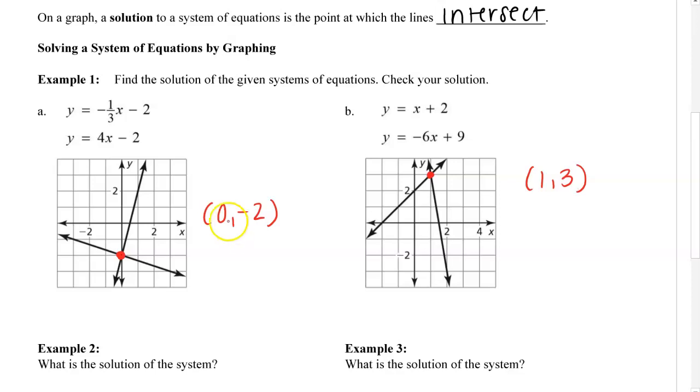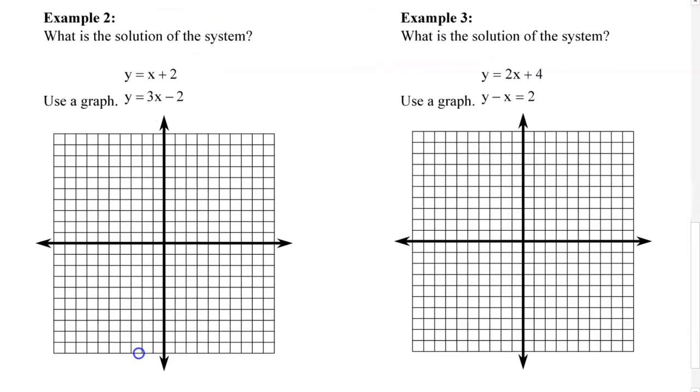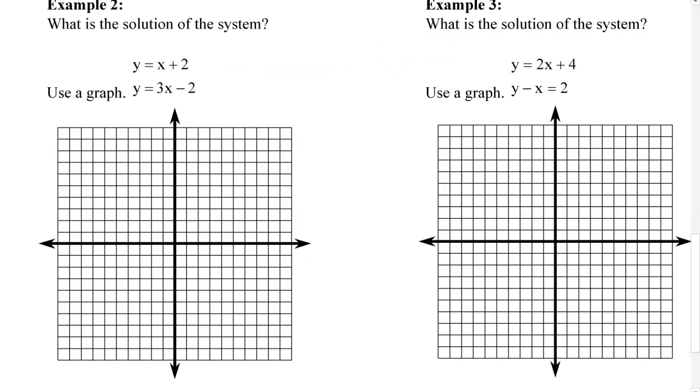Recall that if we were to substitute the point (0, -2) into both equations, this point would make both equations true. In order to graph the system, ideally we'd like the equations in slope-intercept form. So slope-intercept form is y = mx + b, where b is your y-intercept and m is your slope. Before we graph these, we want to ensure that the form is y = mx + b and that we can recognize what our slope and our y-intercept is.